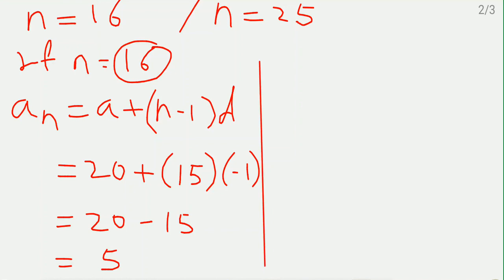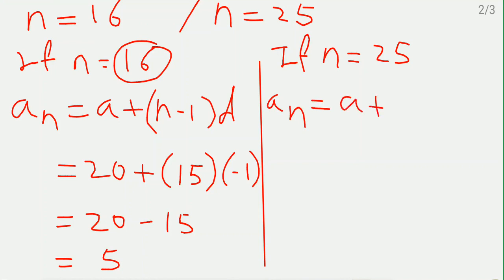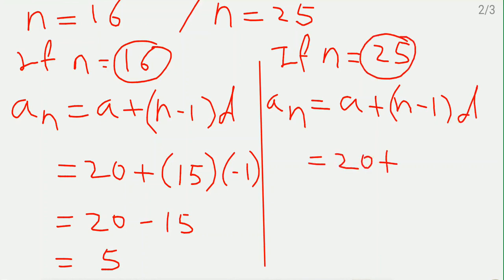Now if n is equal to 25, then we'll see what happens. Once again the same formula, a_n, that means last term, a + (n − 1)d. So here I'll substitute the value once again, 20 + (25 − 1) into −1. 25 minus 1 is 24, into −1. See what happens here, 20 − 24, which comes as −4.